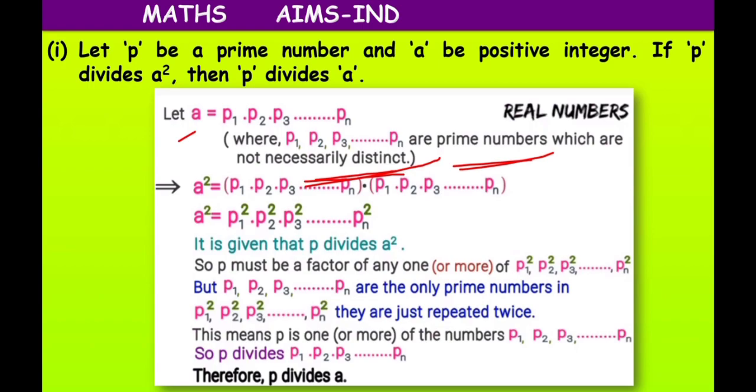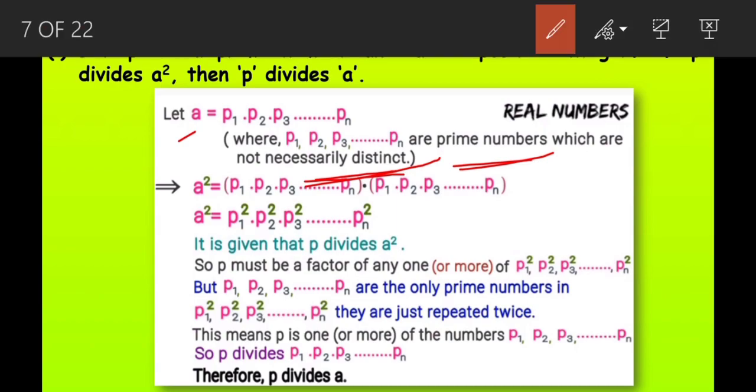Now what about A square? A square means A into A. Whatever the A value is, we multiply it two times, A into A. So what will it become? A square will be P1 square into P2 square into P3 square and so on up to Pn square.